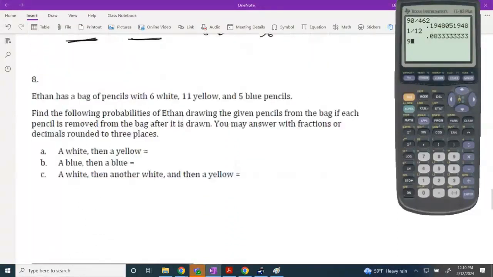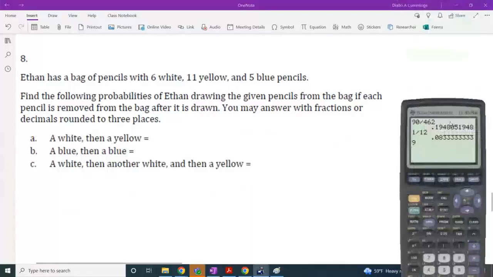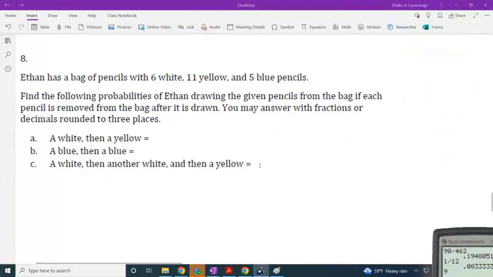Okay, for 8, this is a little bit different, similar to the marble example. It says Ethan has a bag of pencils, 6 white, 11 yellow, and 5 blue pencils. So how many pencils do we have all together in the bag? 22, right? So N is going to equal 22. It says that each pencil is removed from the bag after it's drawn. So once you take a pencil out of the bag, you're not putting it back in. So it says a white and then a yellow.